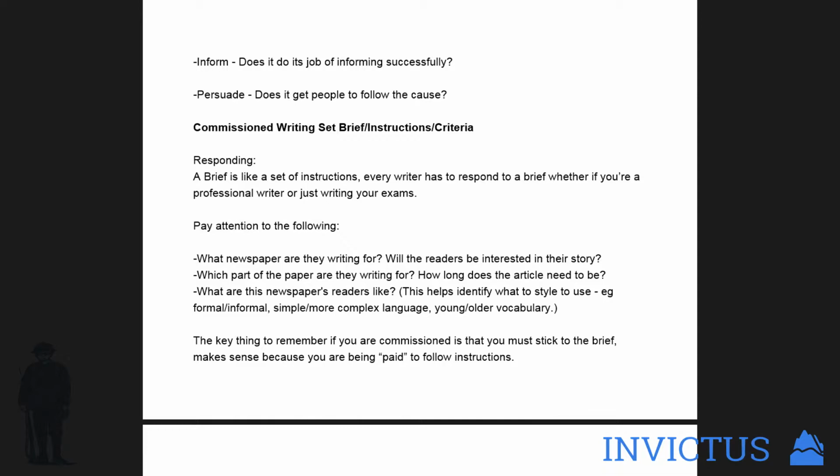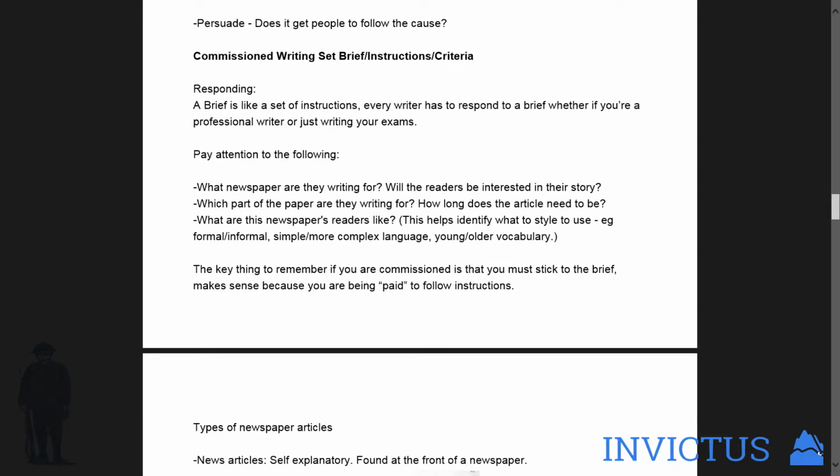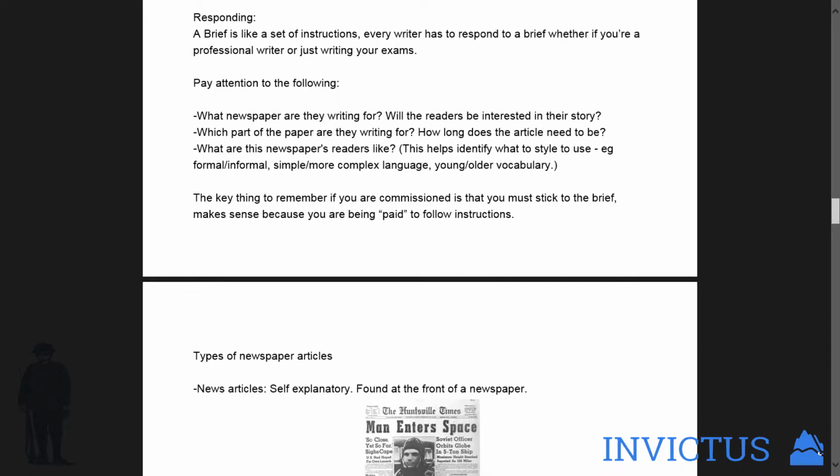So pay attention to the following, for example, a newspaper, which is mostly what commissioned writing set brief is for. So what newspaper are they writing for? Will readers be interested? Which part of the paper are they writing for? So what are the newspaper's readers like? Formal, informal, simple or more complex, young or older vocabulary, so like for kiddies, or for adults, or for educated people, or for tabloids and stuff.